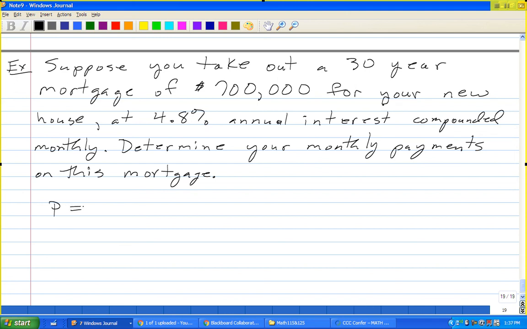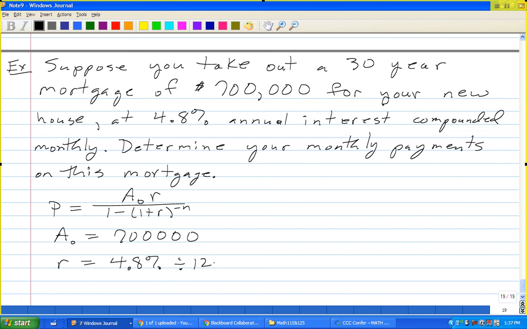The amount you will pay per month is A0 R over 1 minus (1 plus R) to the negative N. So you take out a $700,000 loan with an interest rate of 4.8%, and this is per month, so you're going to have to divide by 12. So 0.048 divided by 12 is 0.004.